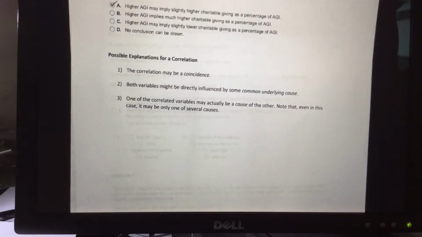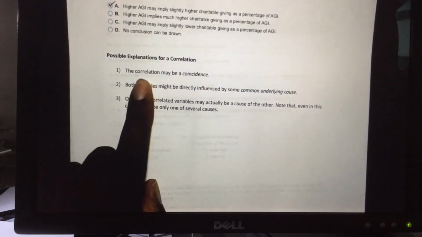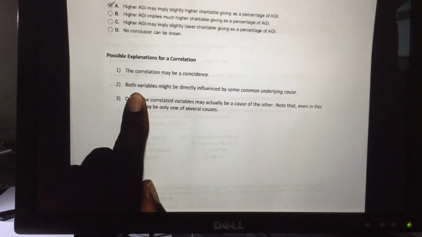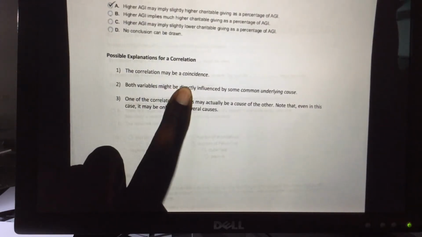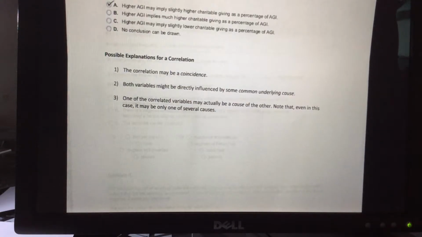explanations for a correlation. Might be a coincidence that the correlation exists. Both variables might be directly influenced by some common underlying cause, or one of the correlated variables might actually be a cause of the other. And here it may be only one of several causes.